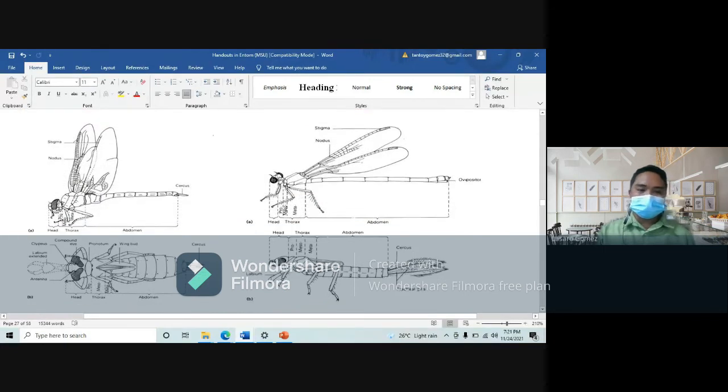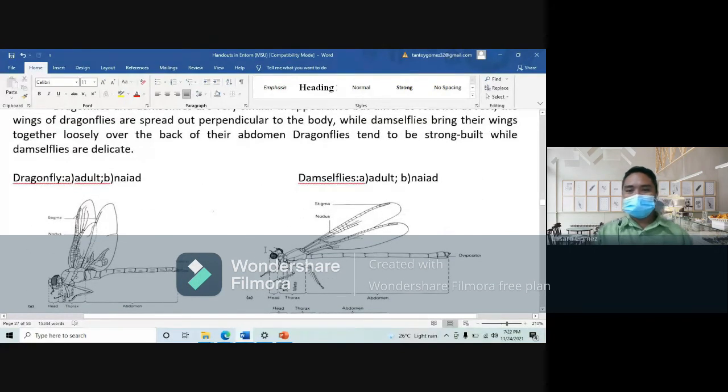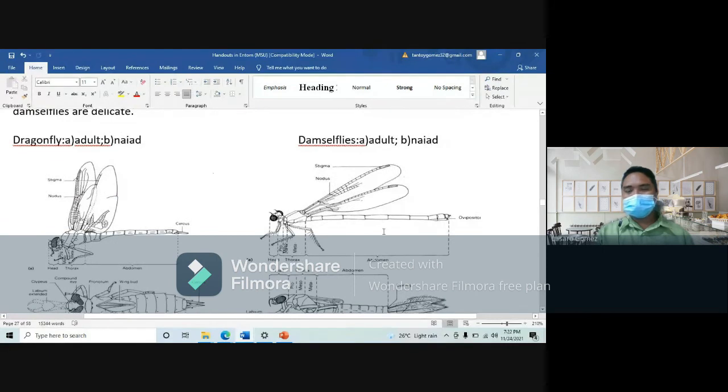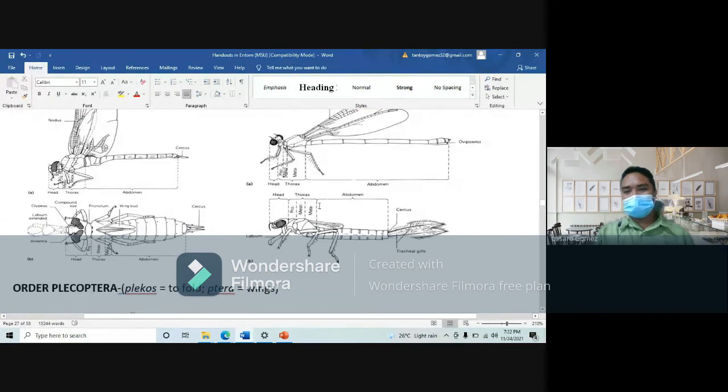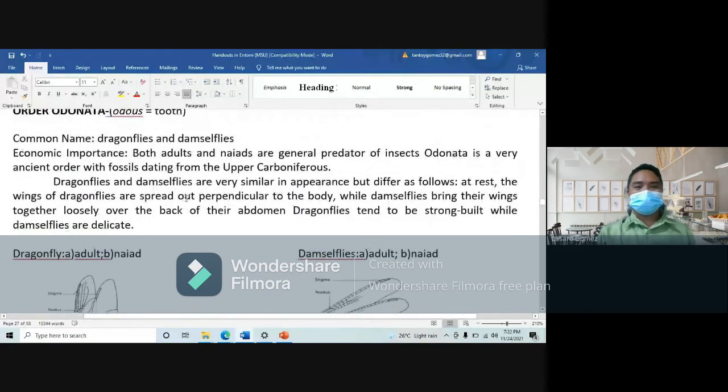And this is the naiad of the dragonfly, before it has completed its metamorphosis. And this one is a damselfly. This is the adult damselfly, and this is the naiad of the damselfly, which has not yet completed its metamorphosis. Now, what is the dragonfly? Tutubi, this is tutubi. You see it running along the riverbanks, these damselflies. So that is order Odonata.